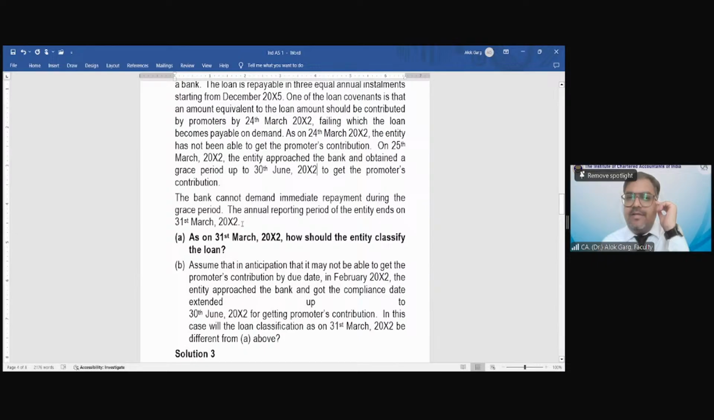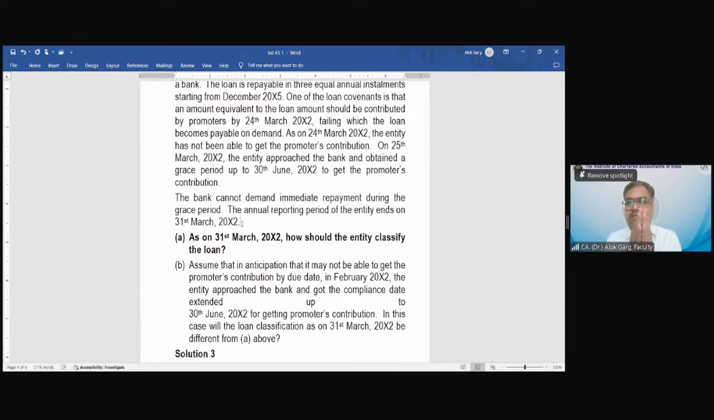What is the balance sheet date? The balance sheet date is 31st March 20x2, right? Yeah. So if this entity will not be able to contribute the money in the next 3 months, right? Then what will happen? Then it will become current then. No, what will happen? So they have to pay because this loan has already become repayable on demand.